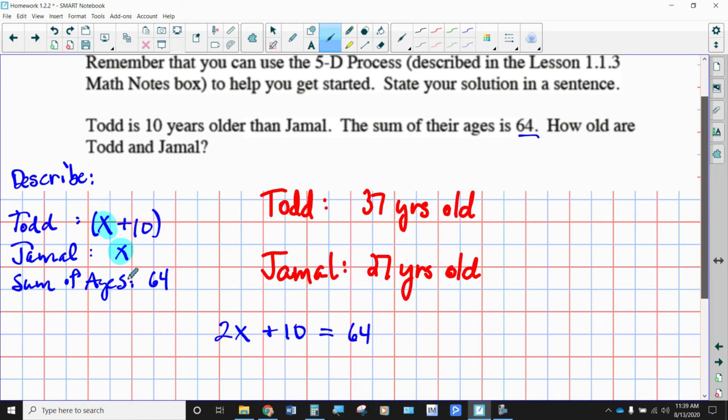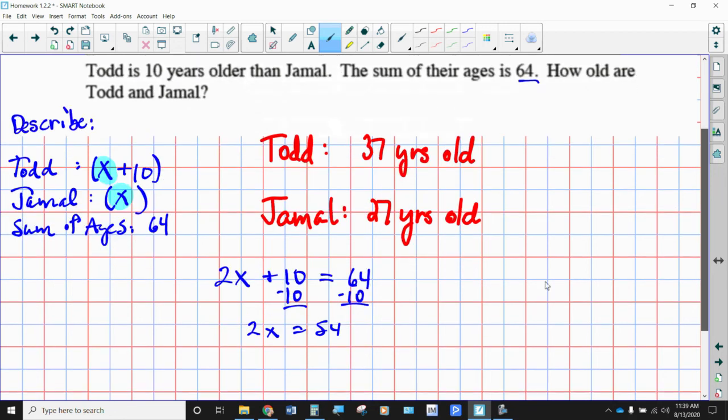The total sum of this guy's age and this guy's age is 64. So when we take away the 10 from each side, remember removing balanced sets, we get 2x is equal to 54. And then when I divide 54 by 2, that is going to give me the value for x, which is 27.